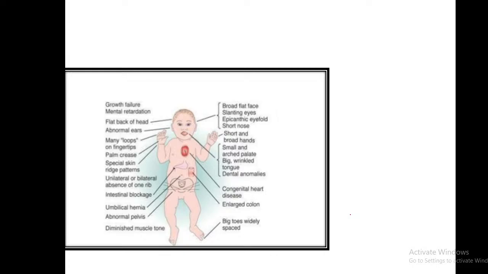Now let's see the symptoms. The main symptom is of course mental retardation. You can see here the most common symptom which a person can observe is mental retardation, then a flat back of the head, abnormal ears, then many loops at the fingertips, and the palm crease, that means a single deep line present inside the palm. You can see here, this is the palm crease. Then special or folded skin, then the ridge patterns are different from a normal person, and they have reduced muscle tone.